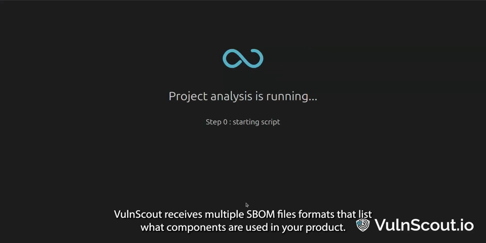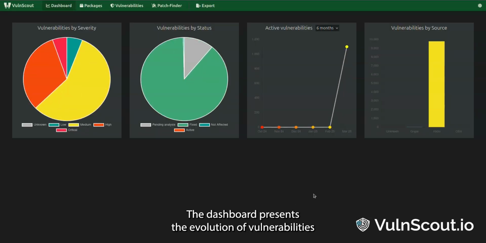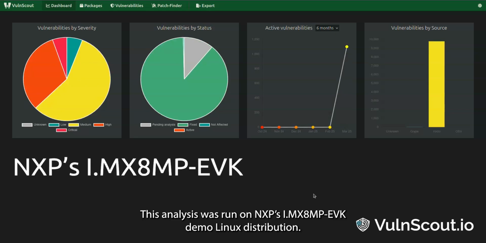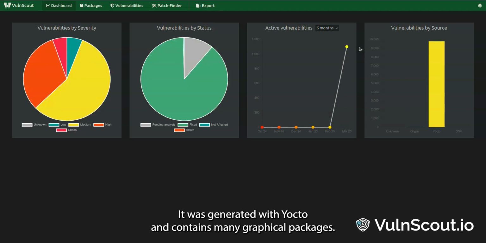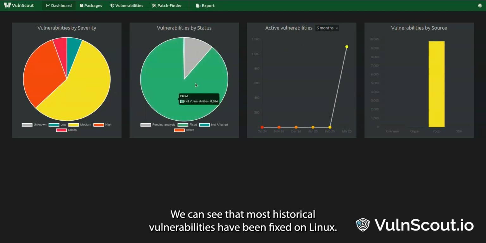As an input, OneScout receives multiple SBOM files formats that list what components are used in your product. The dashboard presents the evolution of vulnerabilities detected in your SBOM. This analysis was run on NXP's IMX8MP EVK demo Linux distribution. It was generated with Yocto and contains many graphical packages. We can see that most historical vulnerabilities have been fixed on Linux.